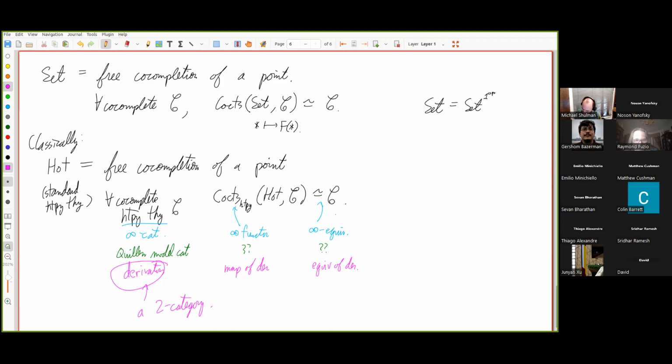So this gives us a way to ask the question, what is the free co-completion of a point in the world of derivators, where we can define a derivator only knowing what two categories are, and then say, is there a free co-completion of a point? And if so, that's a good candidate for the standard homotopy theory. So that's why I'm interested in derivators.